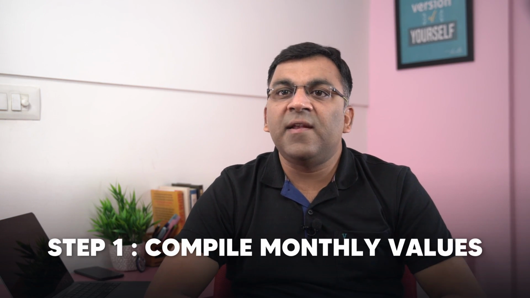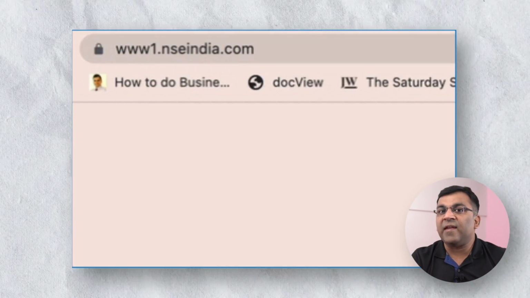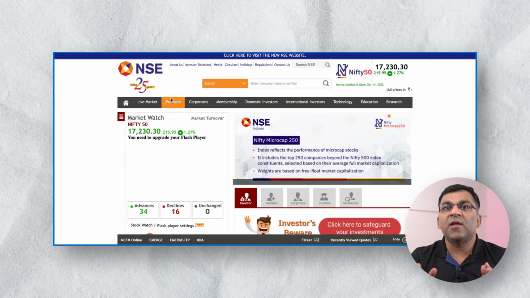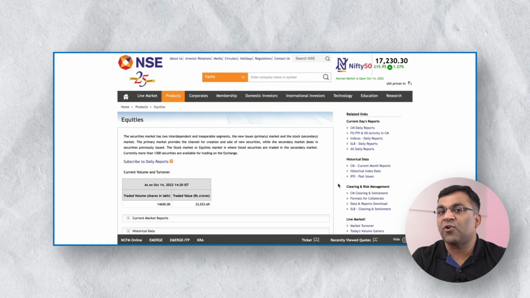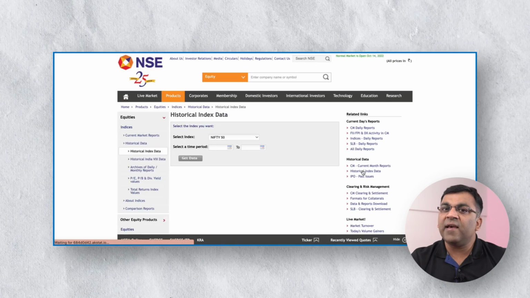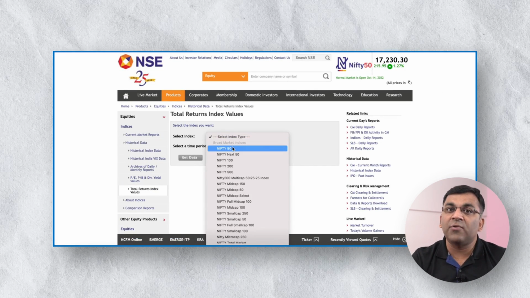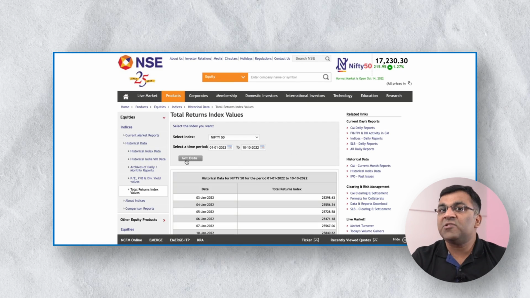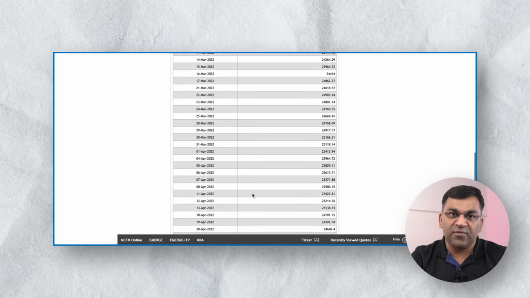The first step in developing a model is to collect the month closing values of the Nifty 50 and the Nifty Small Cap 250 index. You can do this by going to the NSE India website, click on products, then on equities. To the right, I see a link that reads historical index data. I then click on total returns index value, then select the index from the drop down. I enter the time period for which I need the data, and that's it. The daily index values will be displayed on the screen.